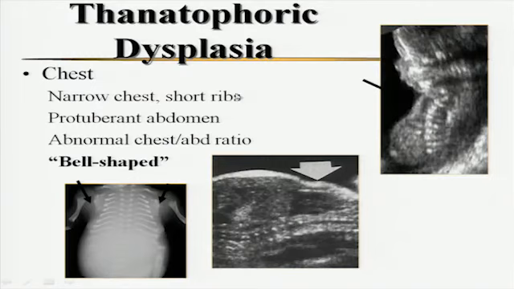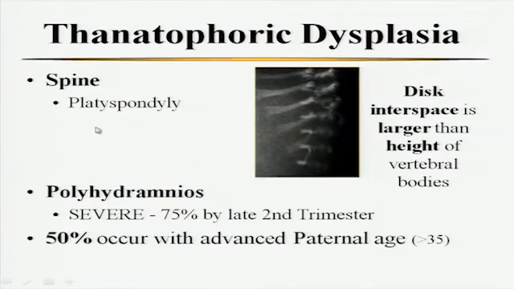So for the chest, it's going to be a narrow chest, the short ribs, the protuberant abdomen. Really, the abdomen's not protruding, it's a normal shape. It's actually that the chest is just so small. But again, that gives you that bell-shaped appearance. So it's a narrow chest and then the normal size abdomen. The platyspondyly, again, looking at the disc space. Polyhydramnios, again, 75% by late second trimester. So severe with your lethal skeletal dysplasias.